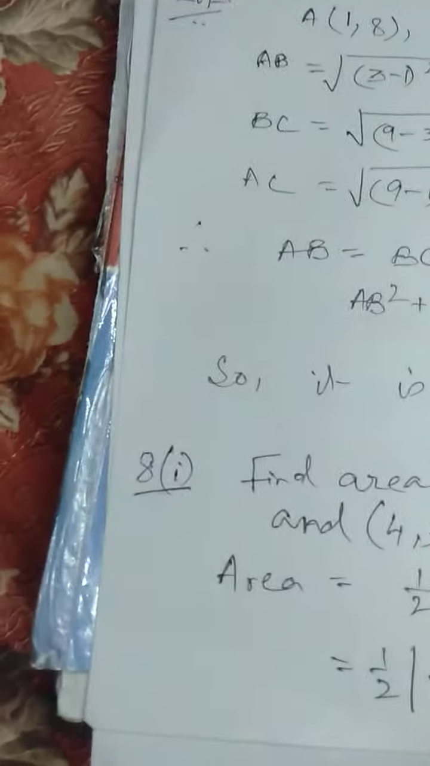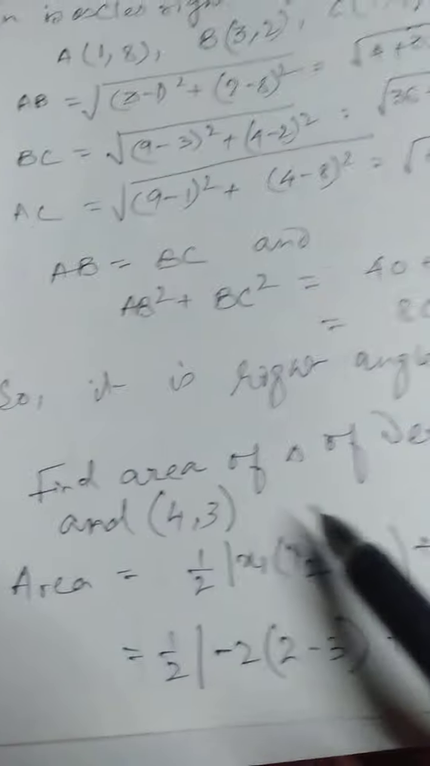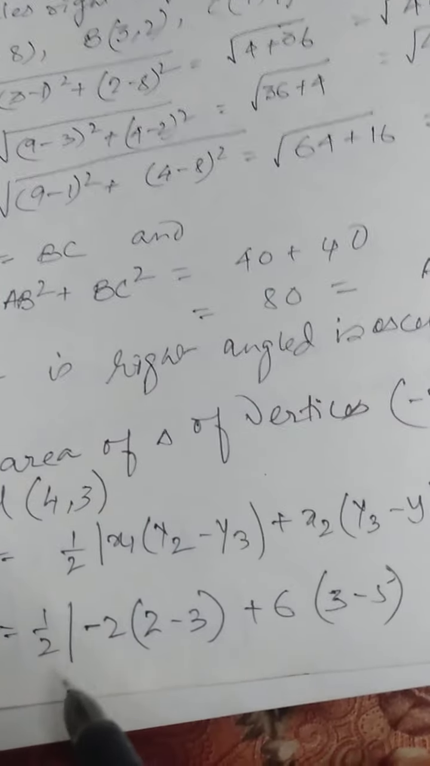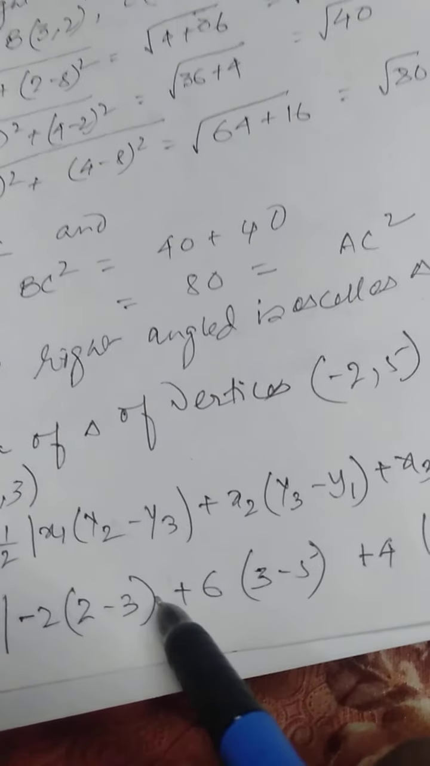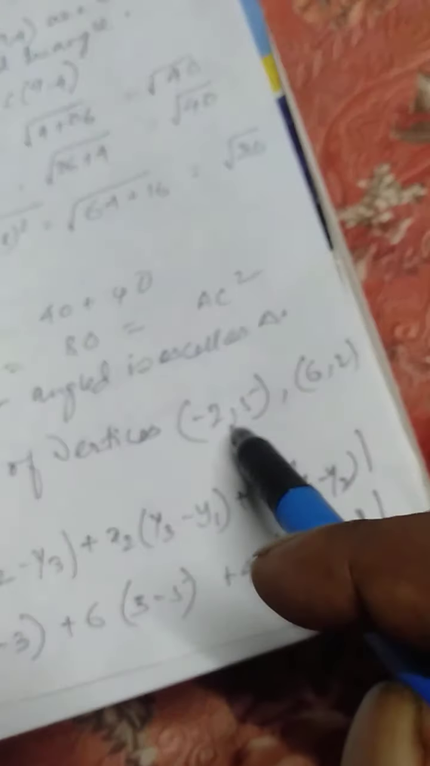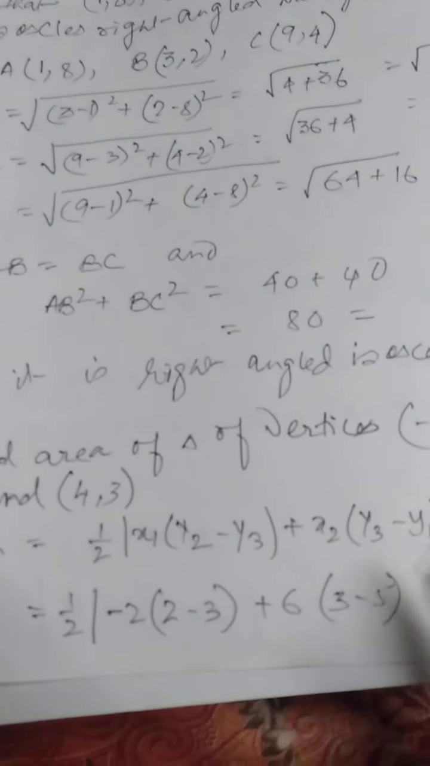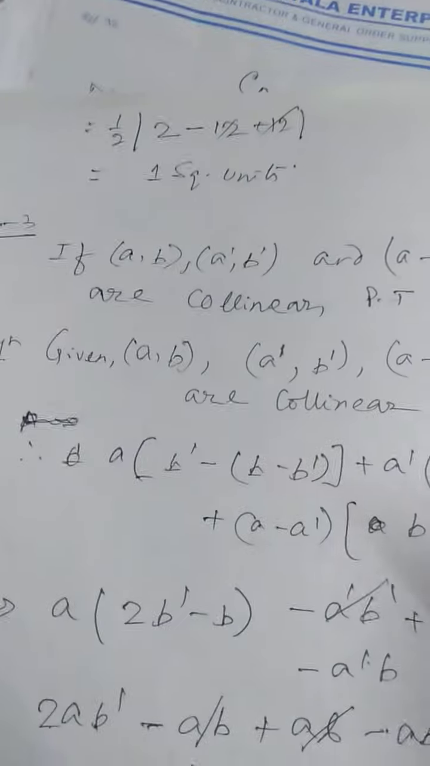Okay, 8-1. Find the area of the triangle whose vertices are given. So you apply this area formula, half of minus 2, 2 minus 3. See, this is x1, y1, x2, y2, and x3, y3. You apply this formula here and you can solve it and get the answer. The answer will be 1.